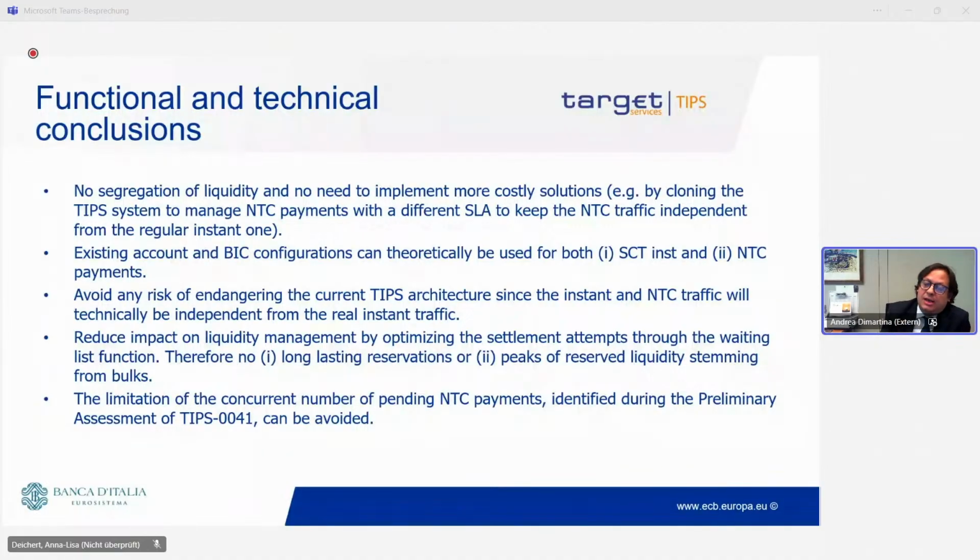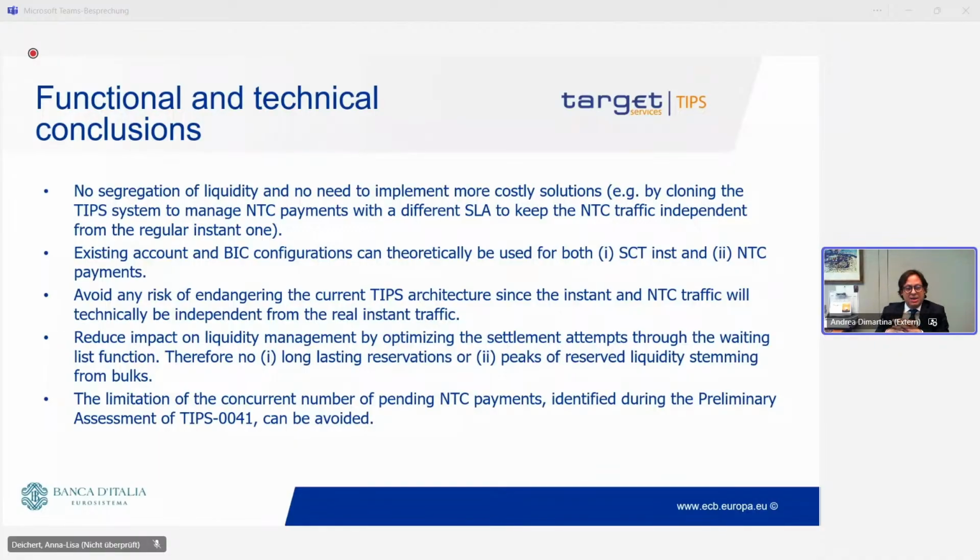So all these points will be addressed seamlessly due to the introduction of the waiting list and the absence of any reservation of funds. So still we can keep the workflow lean, but we avoid blocking liquidity for a very long time, up to 6 hours on some accounts. Last point is just a remark that is overcoming one of the limitations that we identified during our preliminary assessment for the same CR.